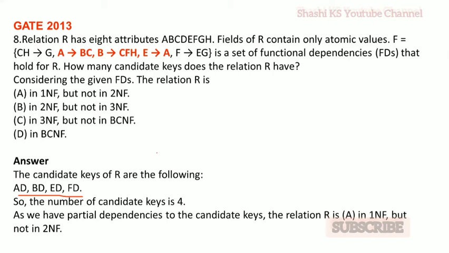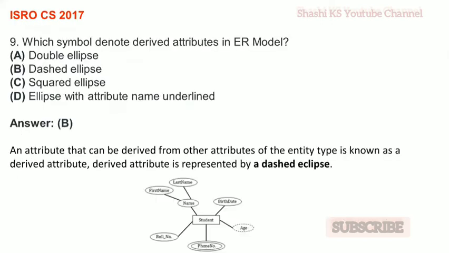Okay, so the right answer would be, this relation is in first normal form and not in second normal form, which is option A. The next one, which was asked in the ISRO examination, is: which symbol denotes derived attributes in the ER model?